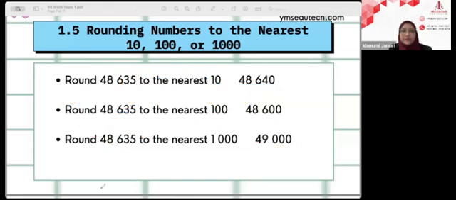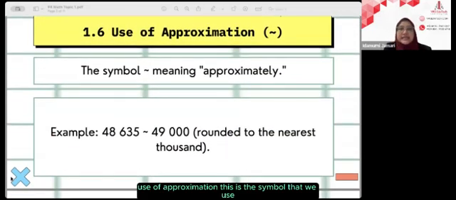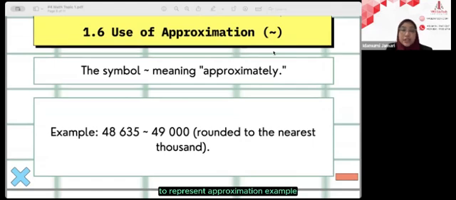Now let's move on. Use of approximation. This is the symbol that we use to represent approximation. Example, 48,635 is approximately 49,000 when rounded to the nearest 1,000. Which digit is in the thousands place? That is digit 8. And the digit in the hundreds place is 6, which is greater than 5. Hence, we round up 48,635 to be 49,000.